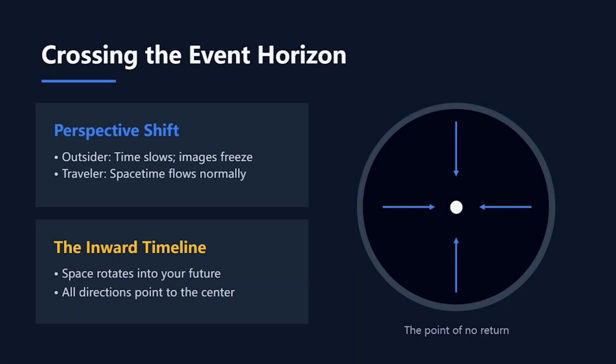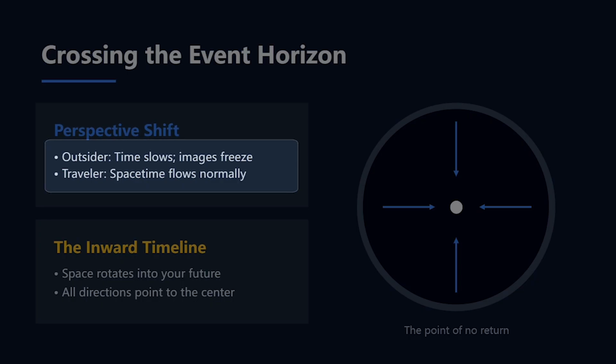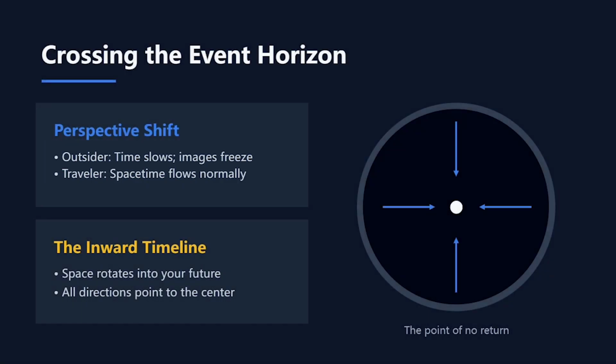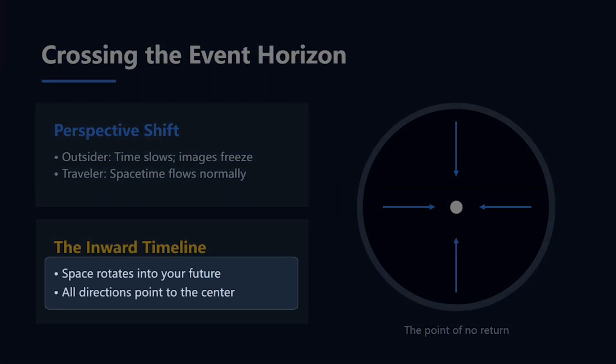You wouldn't feel a thump or see a physical line. You simply glide into the abyss, though the universe behind you begins to look very strange. Once you are inside, we enter what researchers like Brenna Mockler call the inward timeline. This is where the standard rules of navigation completely break down. Inside the horizon, space-time is so distorted that space effectively rotates into your future.